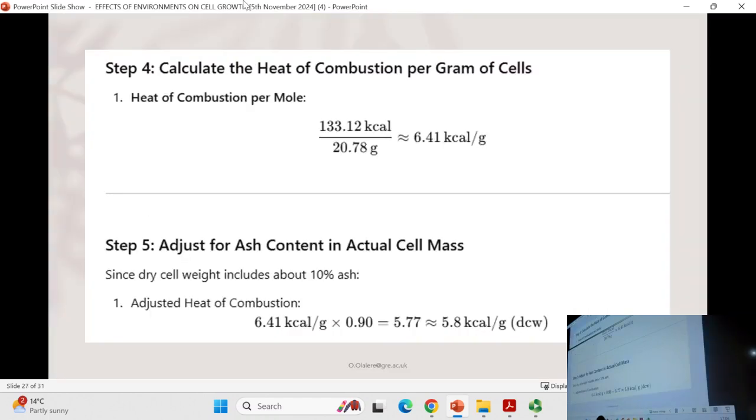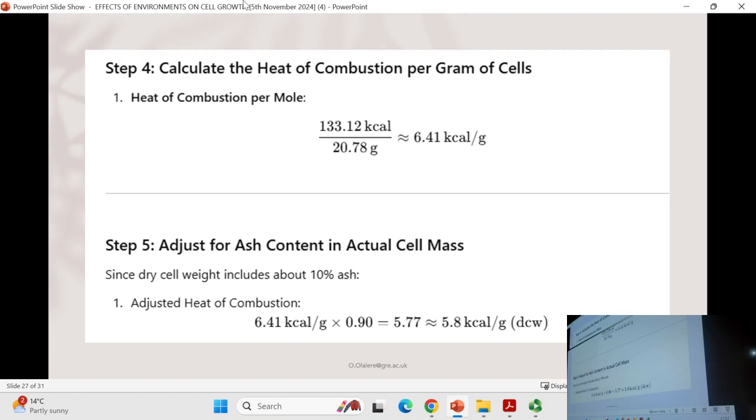Now, calculate the heat of combustion. That's the next question. Per what? Per gram of the cell. And that's very simple. For the gram of the cell, we have 20.78 for the molar mass, right? You just divide what we got by it. Then we have 6.41 kilocalorie per gram. As simple as that. The solution is simple, but the question will be tough. But this is the same solution. Do you understand now?